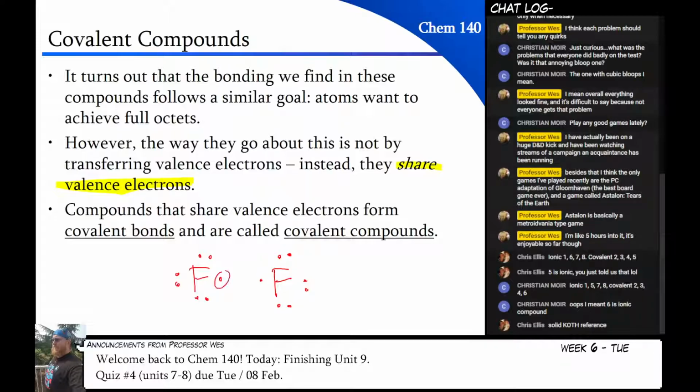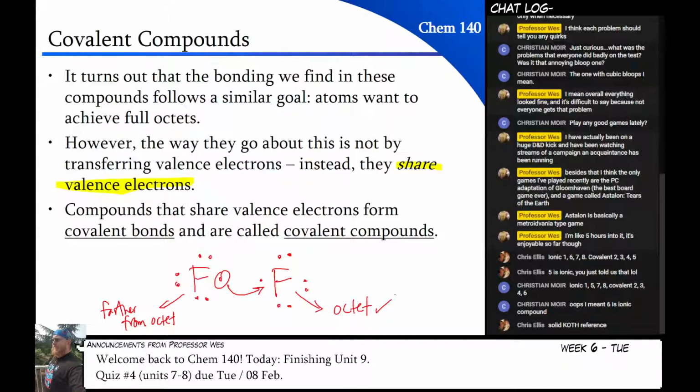So if I want to move an electron over like this, then the atom on the left is farther away from the octet than when it started, because it started with 7 valence electrons, and giving an electron away gives it 6. That's no good. The atom on the right would be satisfied. It would have an octet if I transferred one electron from the left to the right here.